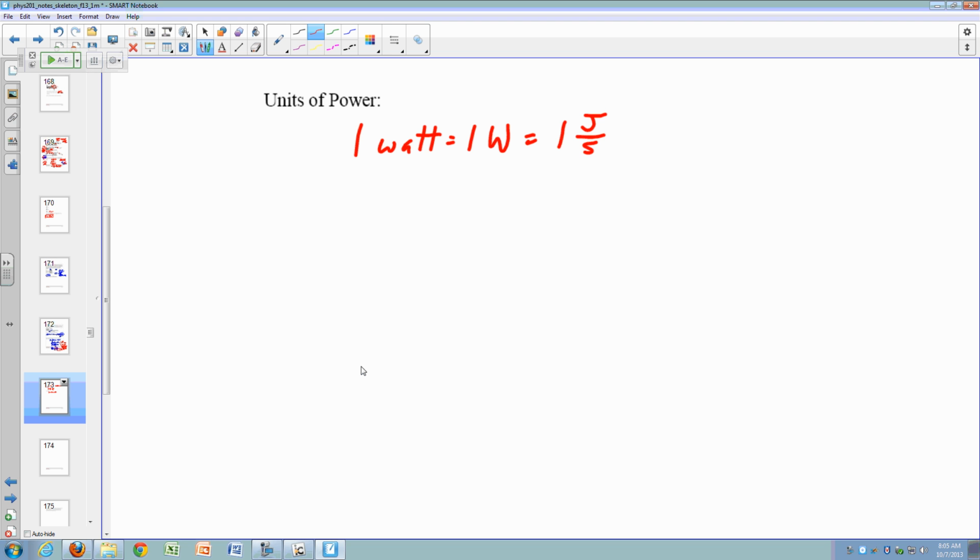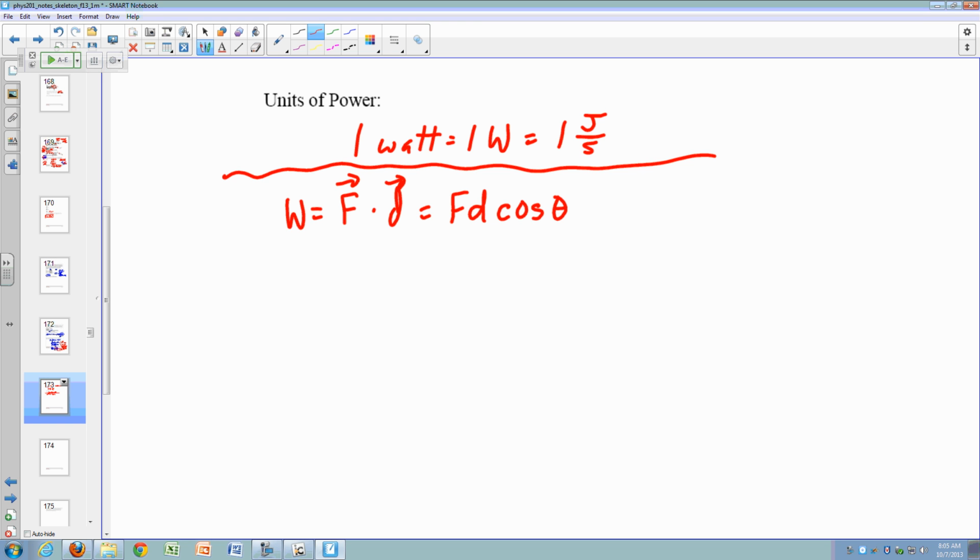So we had work was force dotted with the displacement, which is also the same as the magnitude of the force times the cosine of the angle theta. So work is the dot product F dot d. And remember on the dot products that i dot i is equal to 1, j dot j, k dot k, those are equal to 1. But i dot j, for example, is equal to 0.